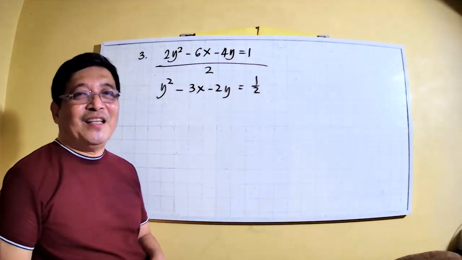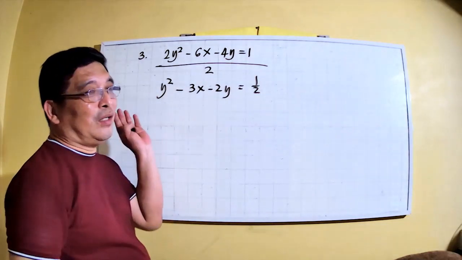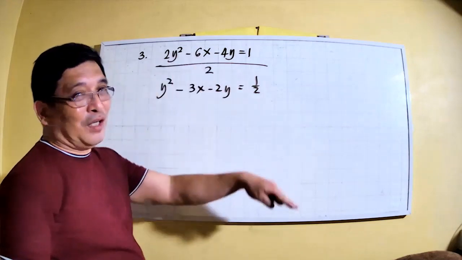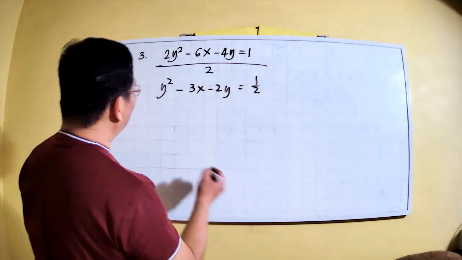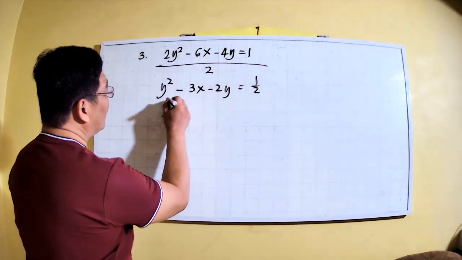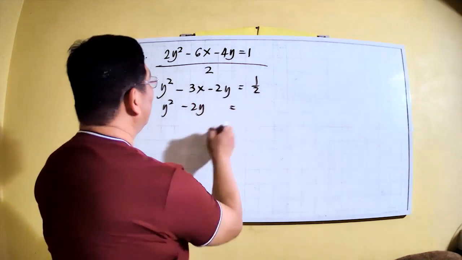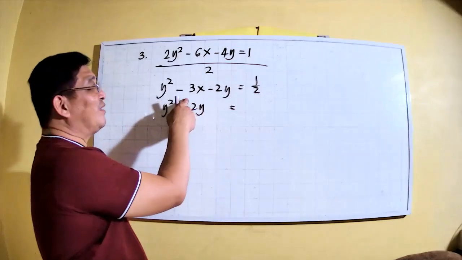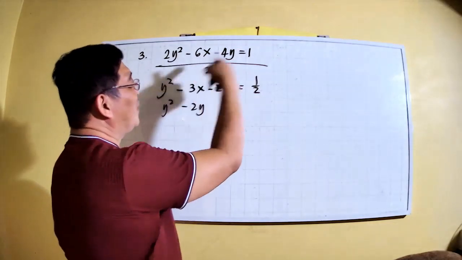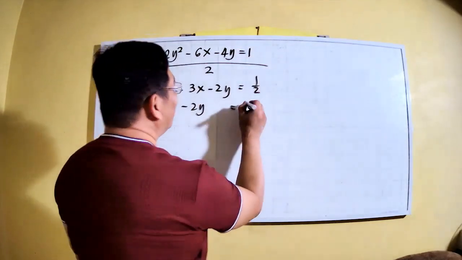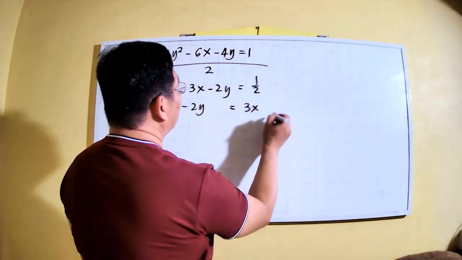And then pwede na natin i-arrange yung naka-squared sa kaliwa and the rest na variables na sa kabilang kanan. So y squared minus 2y is equals to, babaguhin natin na yung sign ng 3x kasi tatranspose natin dun sa kabilang side ng equation, magiging 3x.